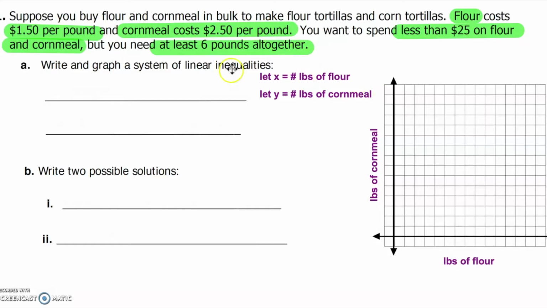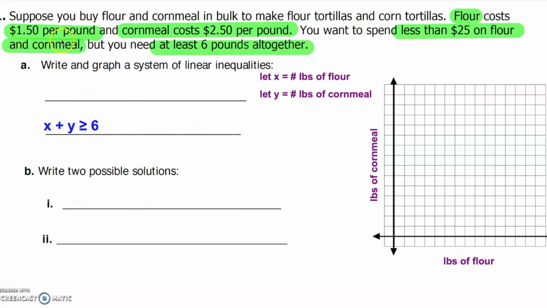We know that we need at least 6 pounds altogether. So the amount of pounds of flour and the amount of pounds of cornmeal have to be at least 6. At least means we can't have lower than 6. So x plus y, the amount of pounds we have, has to be greater than or equal to 6.